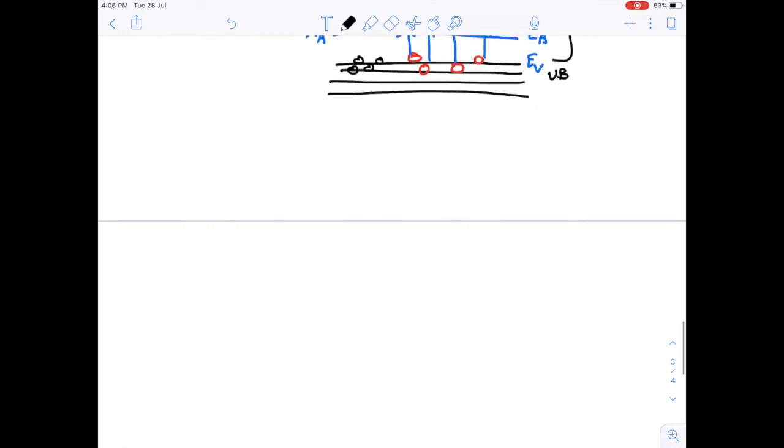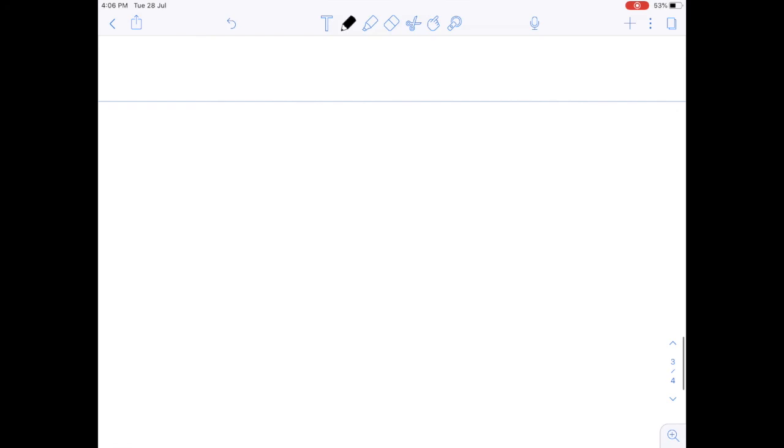In the next video I will discuss how these p-type and n-type semiconductors form junctions called diodes, and how these devices are important for practical applications. Until then, keep watching, keep learning.